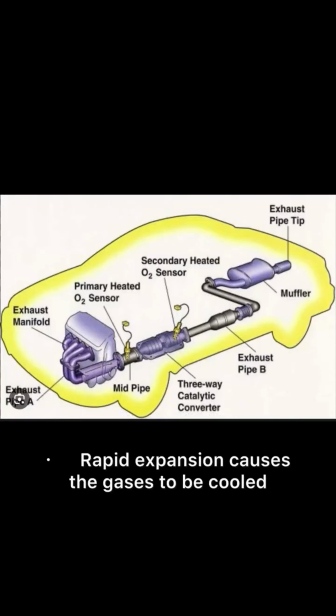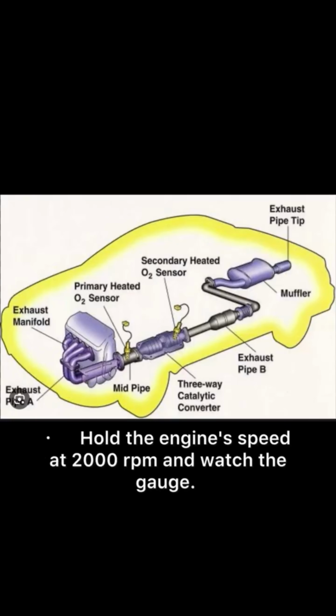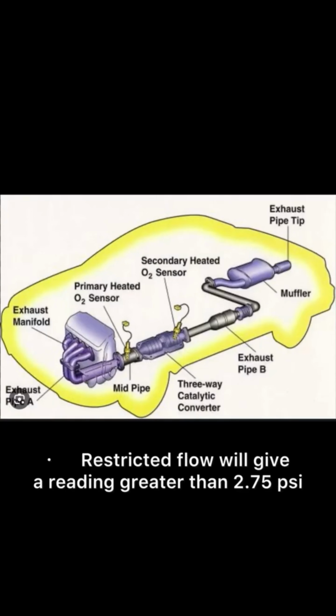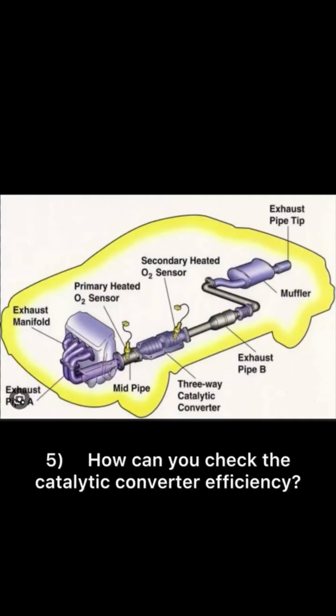4. What is a back pressure test and what is used to perform this test? Pressure gauge installed before the catalytic converter. Hold the engine's speed at 2000 revolutions per minute and watch the gauge. Pressure reading should be less than 1.25 psi. Restricted flow will give a reading greater than 2.75 psi. See SI for specifics on RPM and pressure specs. 5. How can you check the catalytic converter efficiency?